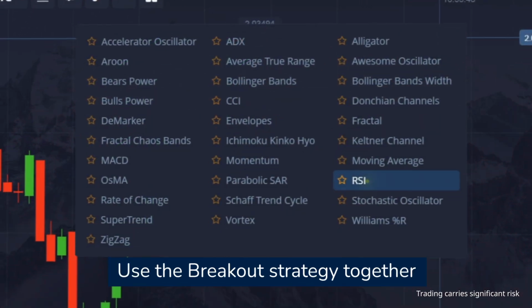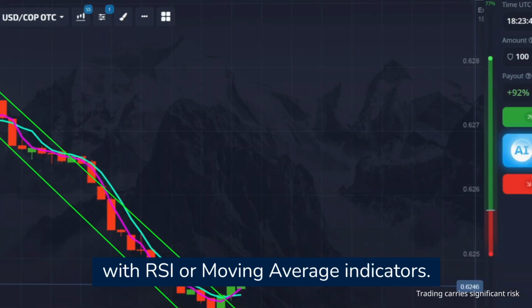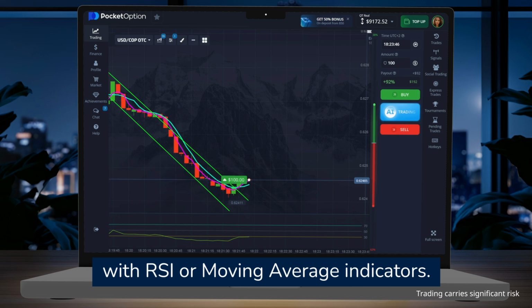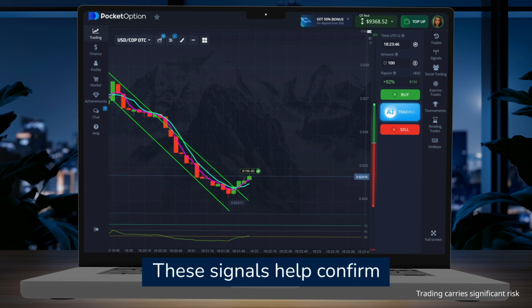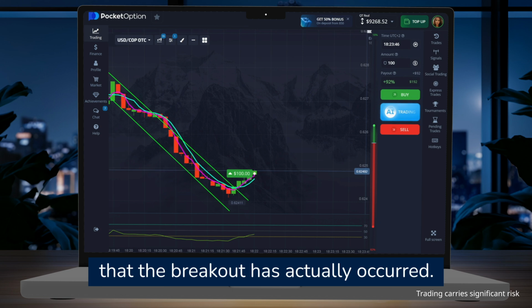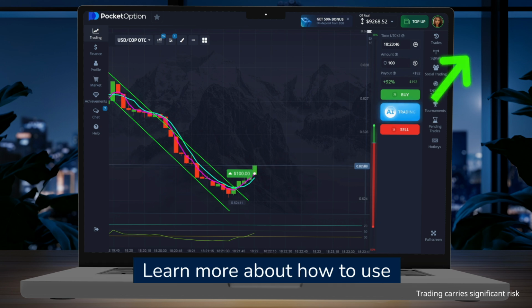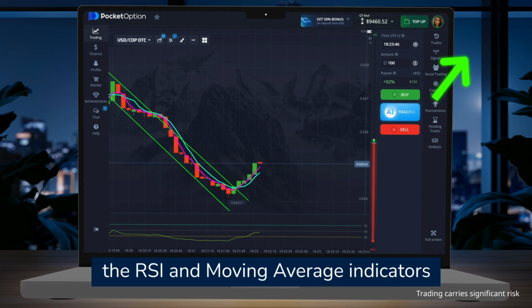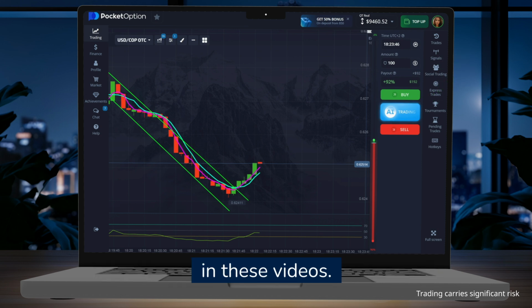Use the breakout strategy together with RSI or moving average indicators. These signals help confirm that the breakout has actually occurred. Learn more about how to use the RSI and moving average indicators in these videos.